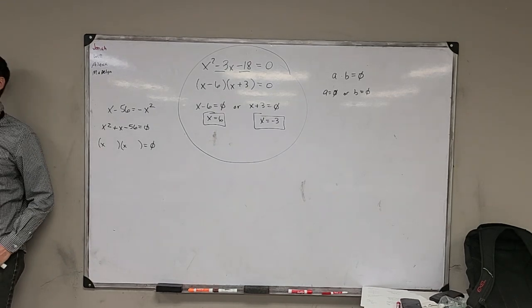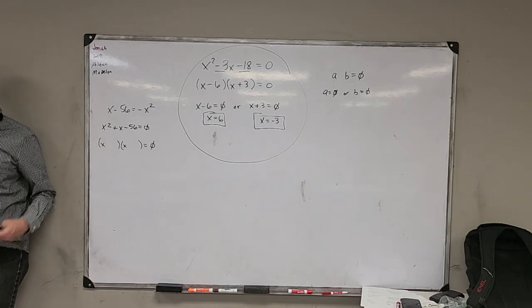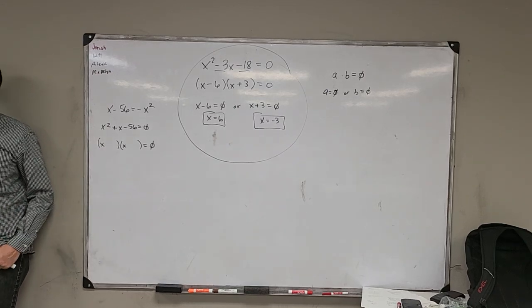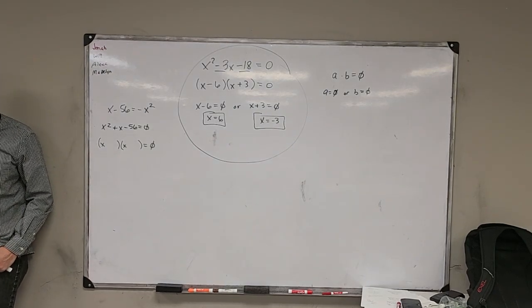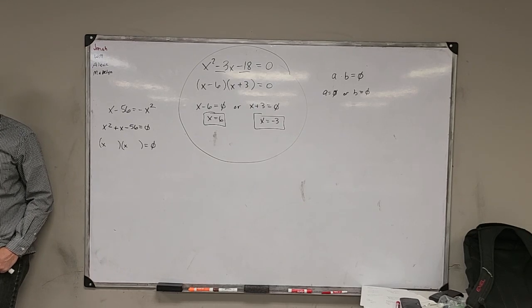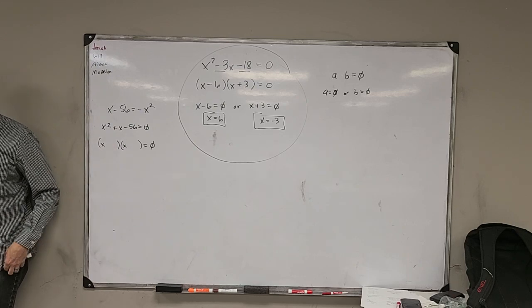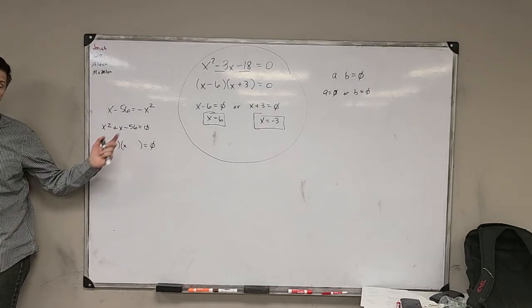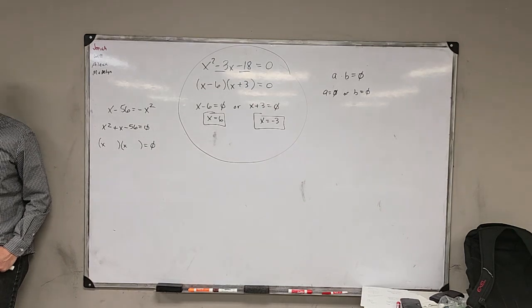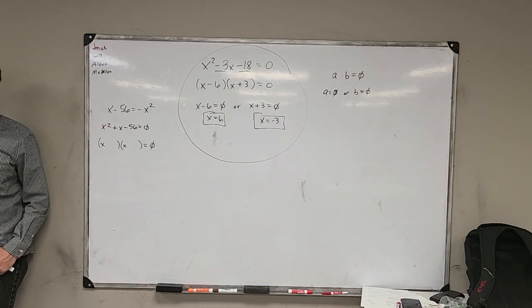What are some possible factors of 56? 1 and 56. It's divisible by 2, so I could say 2 and 28, right? But those are not going to add together to give me a positive 1. And it is negative 56, so I could do negative 2 and positive 28, but that's not going to work. What factors of 56 can be added together to get a positive 1?